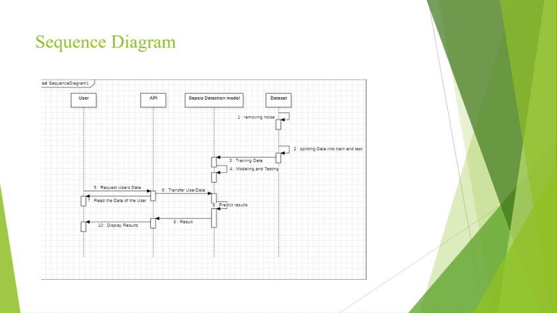The user sends a request to the API for sepsis prediction. In the next step, the API transfers the user's data to the sepsis detection model. The sepsis detection model reads and processes the user's data. The model predicts the sepsis risk based on the user's data, and then the predicted results are sent back to the API. Finally, the API displays the prediction results to the user.